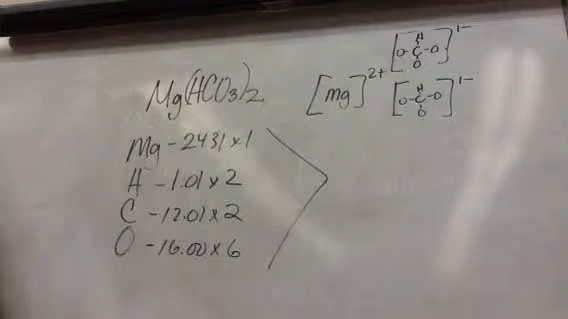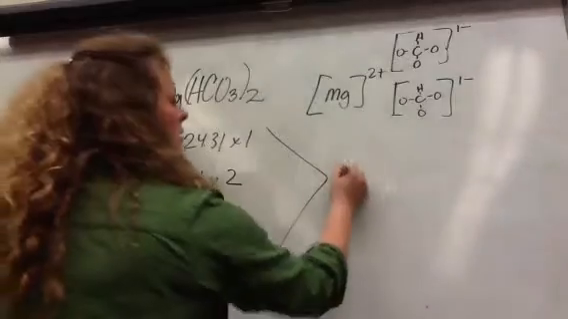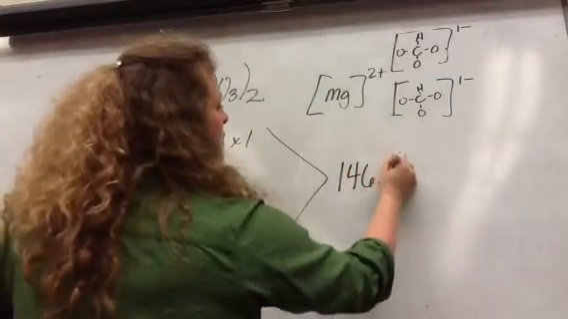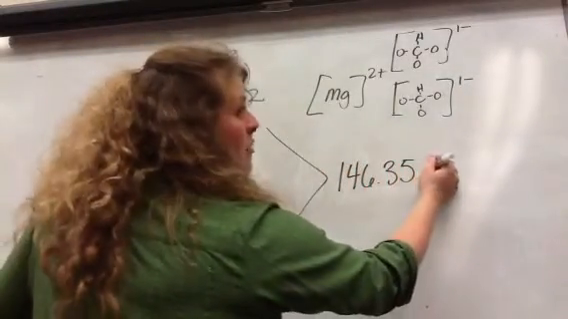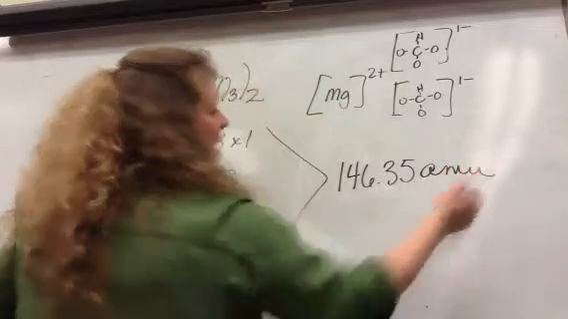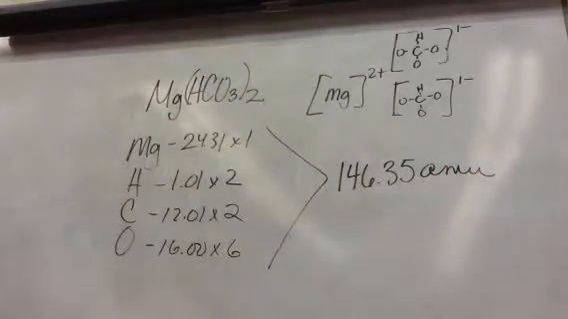So, okay, what's our total? 146.35. Okay, 146.35 AMUs. Now, we're going to talk about a whole new thing. We are now going to start to compute molar mass. And this is the discussion about formula versus molecular mass. I wouldn't flip that just yet.